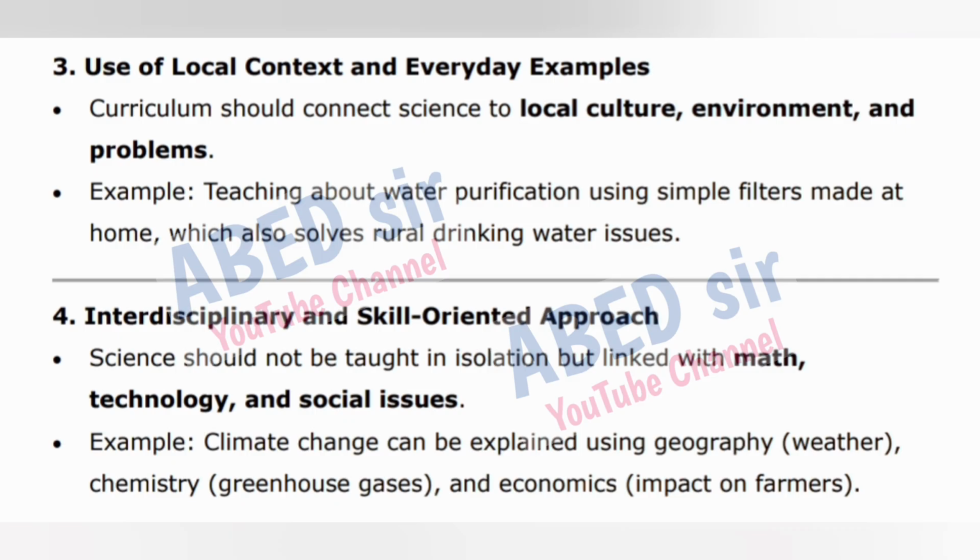4. Interdisciplinary and skill-oriented approach. Science should not be taught in isolation but linked with math, technology, and social issues. Example: climate change can be explained using geography, weather, chemistry, greenhouse gases, and economics, impact on farmers.